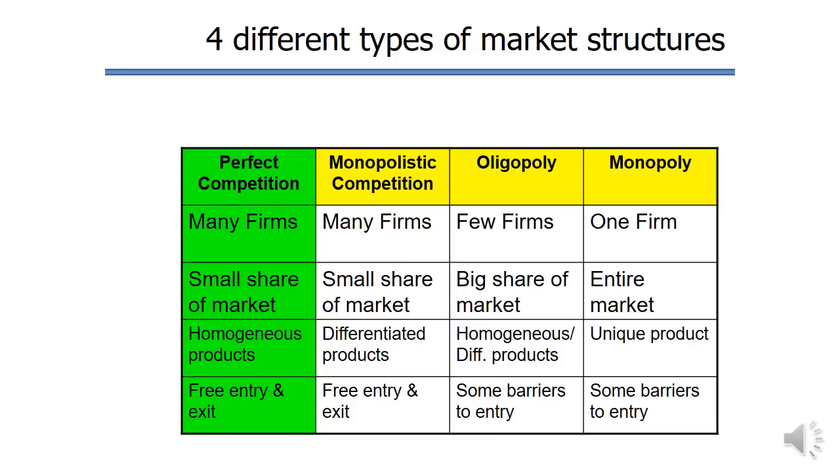Now there are four different types of market structures. From the left to the right, you have perfect competition in green over here, and then you have monopolistic competition, oligopoly, and monopoly.